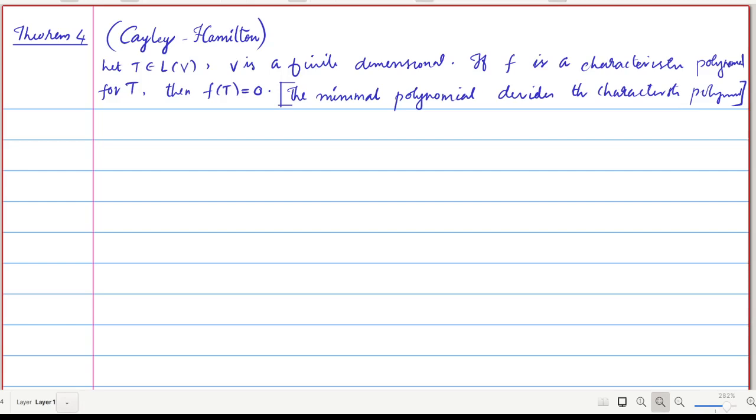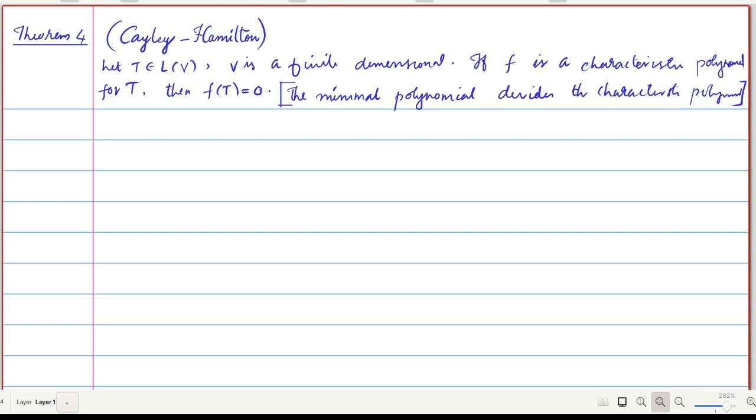Now we will prove an interesting theorem. You might have seen this theorem and used it in your plus 2 classes onwards, but you did not see the proof of this. So here we will prove the Cayley-Hamilton theorem. Let T belong to L of V, V a finite dimensional vector space. If f is the characteristic polynomial for T, then f of T equals 0.